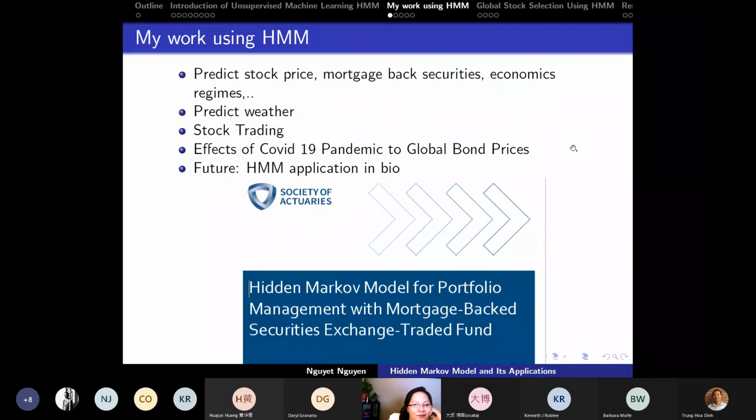So I apply this model to predict stock prices, mortgage-backed securities, economic regimes, and weather, and apply it in stock trading. And recently, we are working with collaborators in Indiana to apply this model to predict global bond prices, or the reaction of global bond prices to the COVID-19 pandemic.